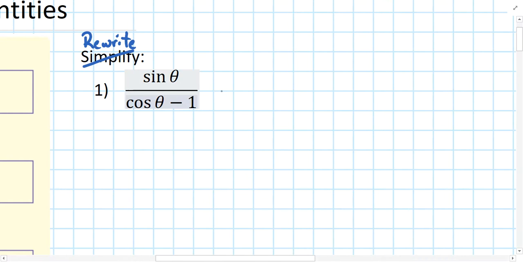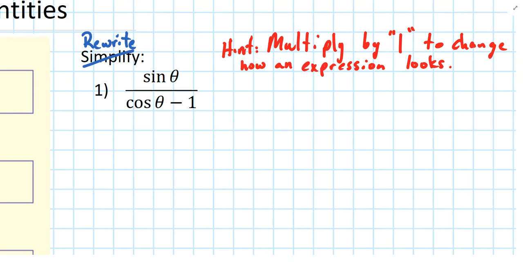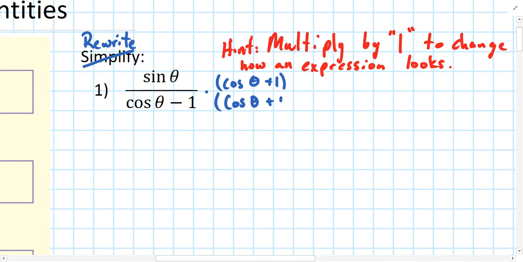So here's my hint for this first example. That hint is to multiply by some form of 1 to change how an expression looks. In this case, I'm going to multiply this fraction by cosine theta plus 1 in both the top and the bottom of the fraction. Now, if you look at this fraction that I've just written in blue, certainly cosine theta plus 1 over cosine theta plus 1 would simplify to the number 1. And when that number 1 is multiplied by this expression, it's not going to change the value of that expression, but it will change the way that expression looks.